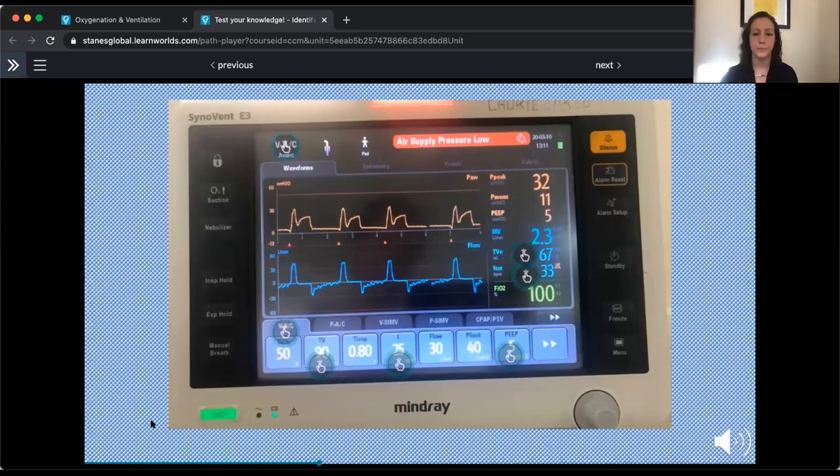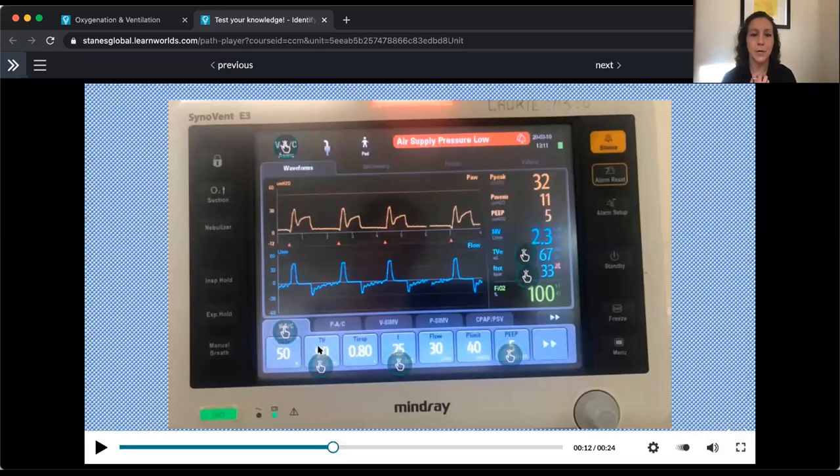The tidal volume set by the provider. Okay, now I'm asking you to identify the tidal volume as set by the provider. Remember, set parameters are down here. This is where you go into the ventilator and you program what you want. And you can see right here, TV, that's tidal volume, and it says 90 milliliters.